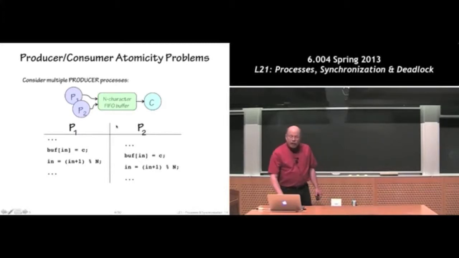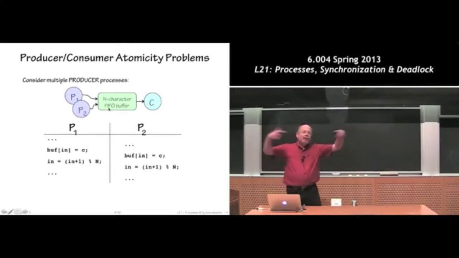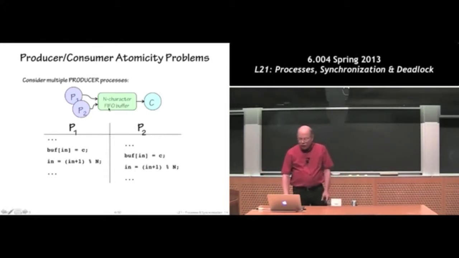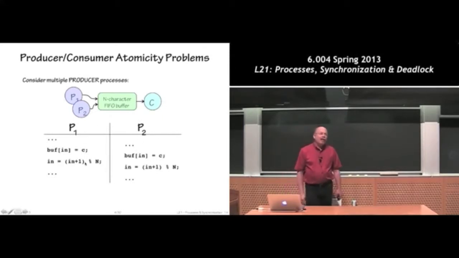Our particular problem in the producers and consumers, having to do with mutual exclusion, is the following. Suppose we have multiple producers, and they're both trying to produce characters into a buffer. So I'm having lots of people producing information that we have a single consumer for. So we have lots of producers, and they all want to manipulate the buffer themselves.